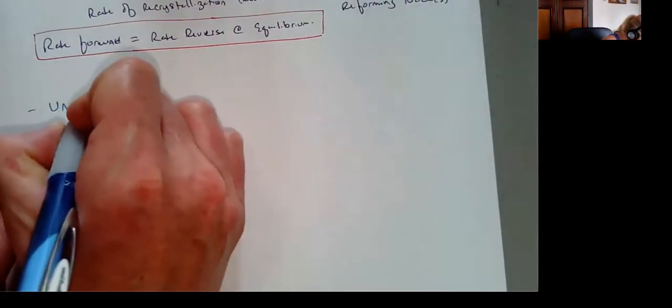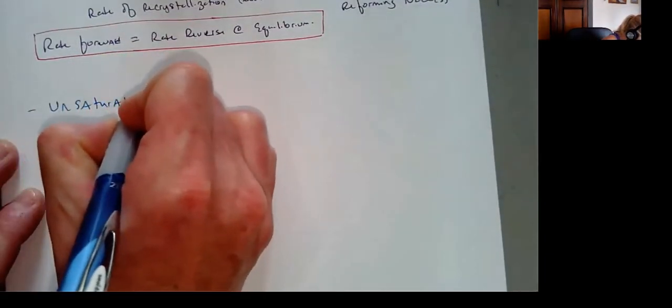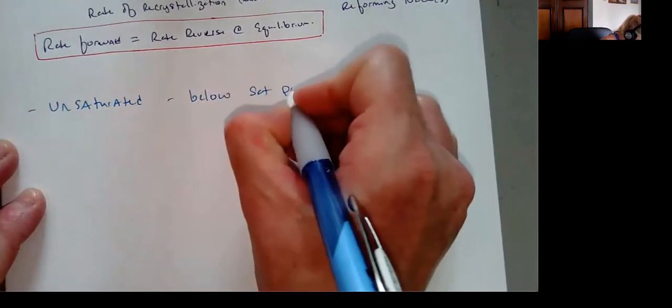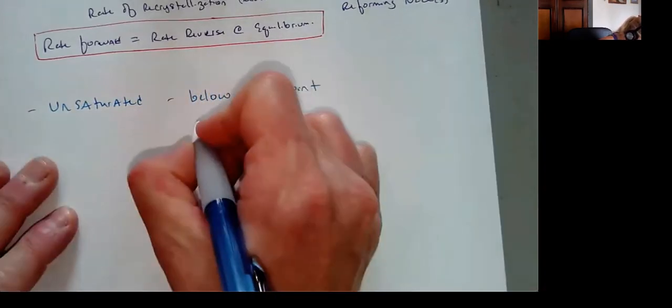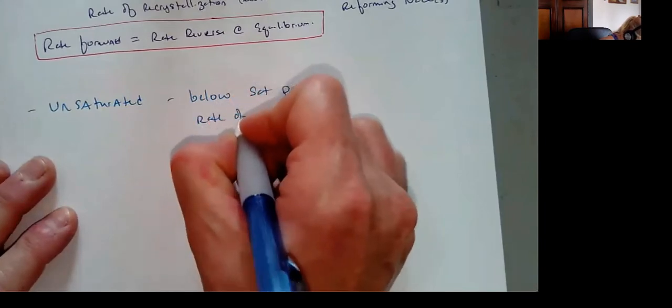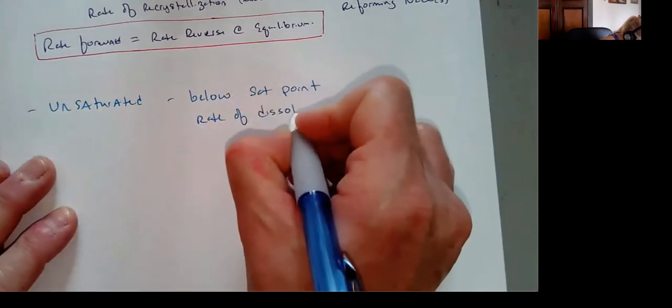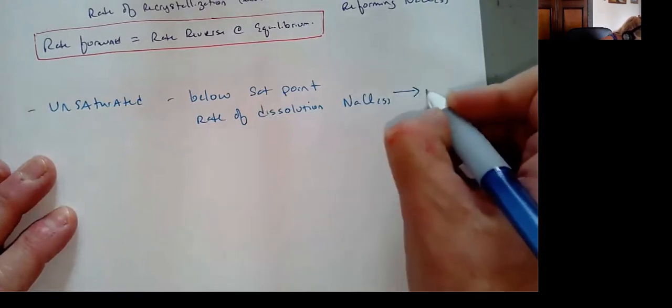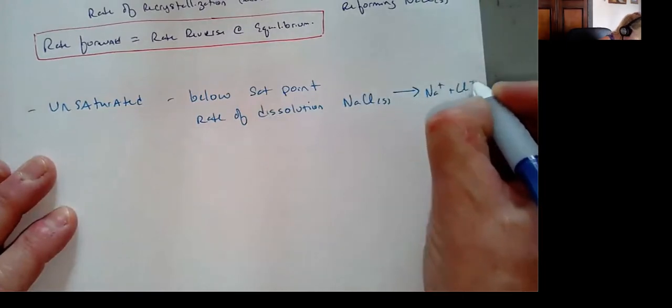So one is unsaturated. So this is below the saturation point. And here, you're just going to see the rate of dissolution. Here I have sodium chloride solid going to sodium ions and chloride ions.